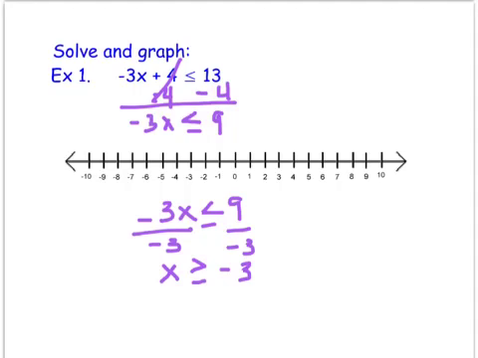Okay, now we're going to go ahead and graph it. Go to negative 3. We're going to fill in that circle because I have this little bad boy, which means equal to. My arrow is going that way because it's greater than. So x is greater than or equal to negative 3. Now let's make sure our graph makes sense. Is negative 2 greater than? Yep. Is 5 greater than? Is negative 3 equal to? Yep, that looks pretty good.